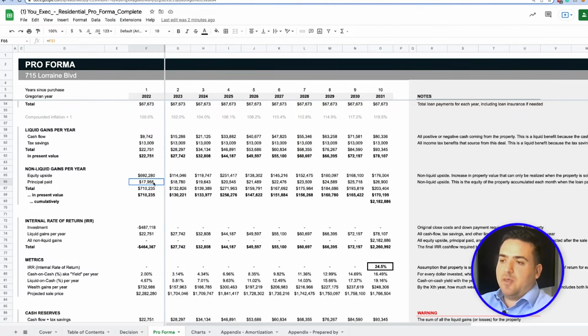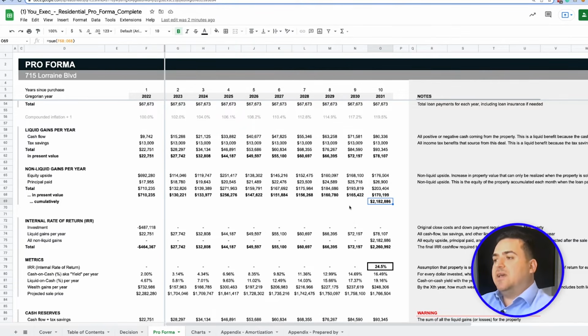We're also putting into the non-liquid gains the equity upside, but also the principal paid. Every month as you're making mortgage payments, some percent of that mortgage goes towards the principal so that your balance ultimately decreases. That principal paid is equity, it's wealth that you're accumulating. You will basically be able to extract that value when you sell that property, and that's why it's a non-liquid gain. So basically we will do the sum of the non-liquid gains, we will find the present value of those gains, and we're going to add all of those gains.